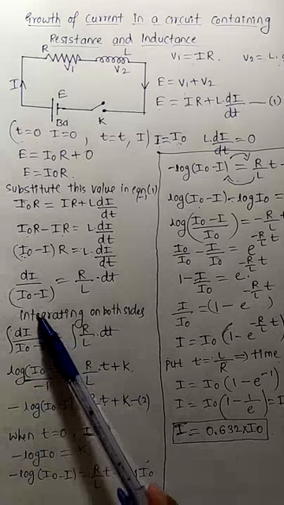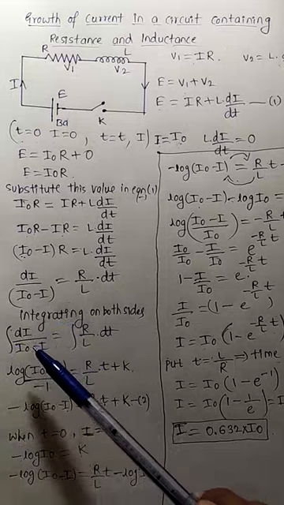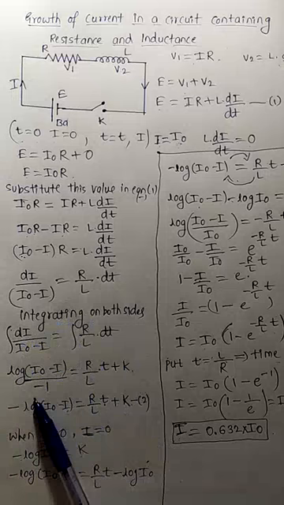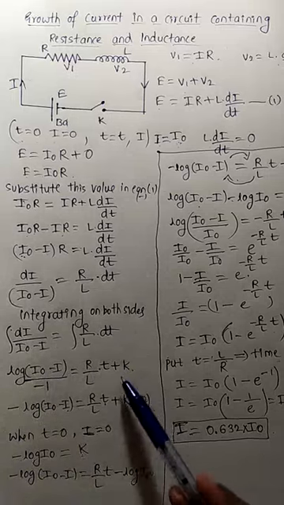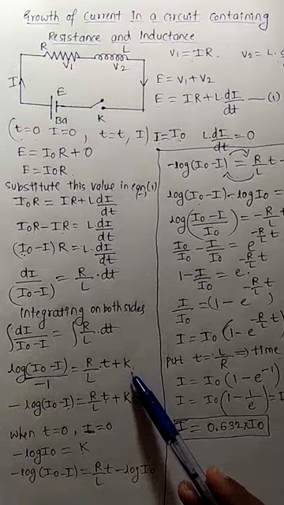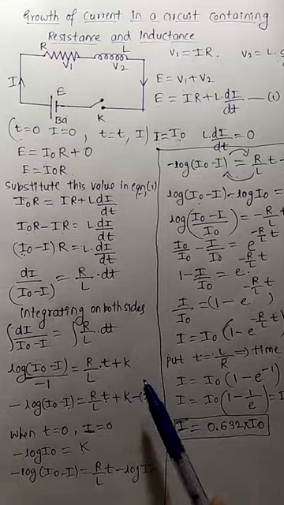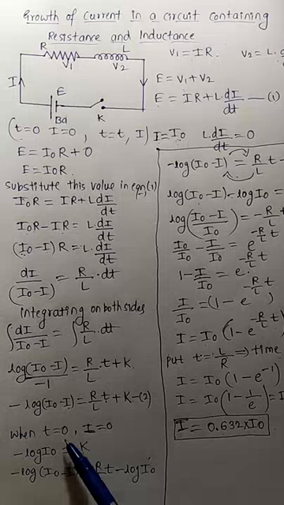Now as we know, the integration of dx by x is log x, so in the same way the integration of di by I naught minus I will be log of I naught minus I divided by minus 1, because two terms are there. Which is equal to R by L into T plus K, where K is the integration constant. So now our task is to find this K value. To find that, we put T is equal to 0, meaning when time is 0, there is no current, so I is equal to 0. So substituting here, we got K value as minus log I naught.